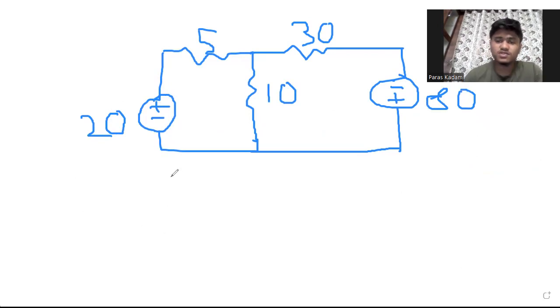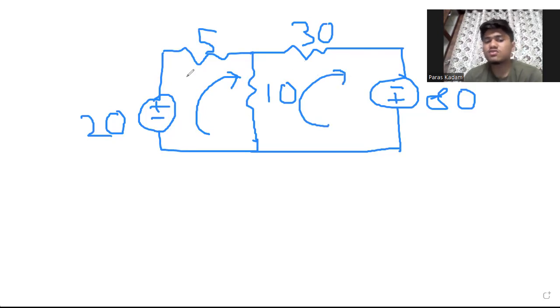So how will we proceed? First step, we will draw the direction of current. I assume the direction of current to be clockwise. It would be better if we assume the direction of current to be clockwise. For the first mesh I will take I1 and for the second mesh I will take I2. Now I can clearly see in these two meshes I have defined I1 and I2.